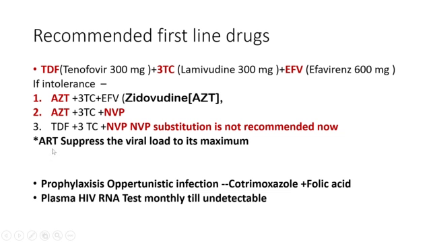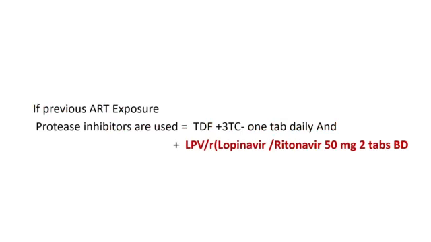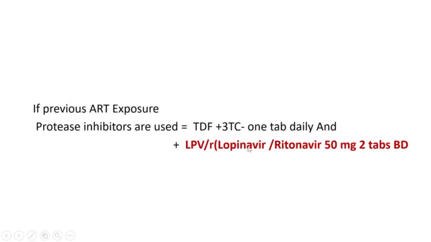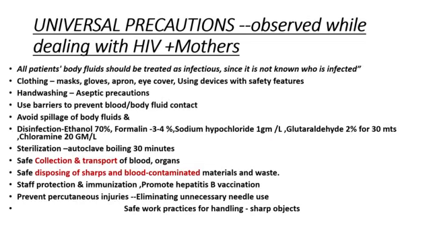What is the purpose of this ART? It suppresses the viral load to its maximum. That should be the purpose or aim. For prophylaxis against opportunistic infection, clotrimazole plus folic acid should be given. If there is previous ART exposure, then 1 tablet of TDF plus 3TC plus LPV is added, lopinavir and ritonavir 50 mg, 2 tablets BD.